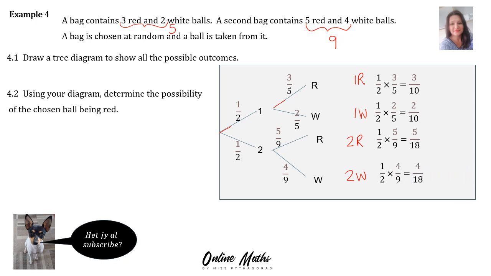4.2. Using your diagram, determine the probability of the chosen ball being red. So it's this one, that outcome, because it's a red ball from bag 1 and a red ball from bag 2. So you're going to add those two. So the probability of choosing a red ball is 3 out of 10 plus 5 out of 18, which is 0,58.